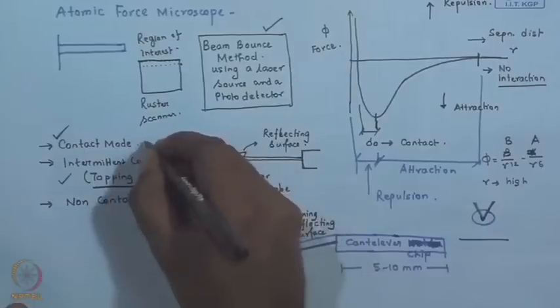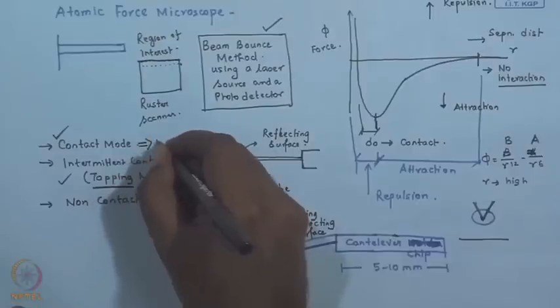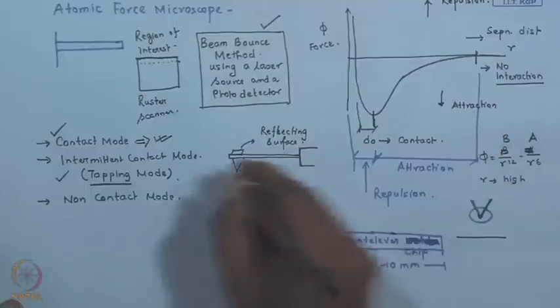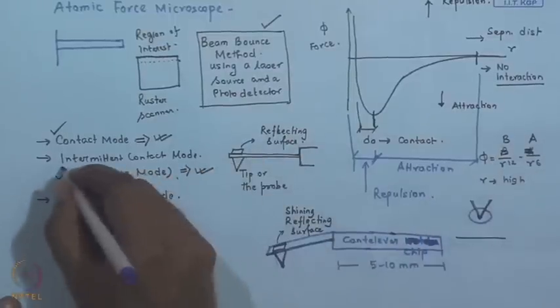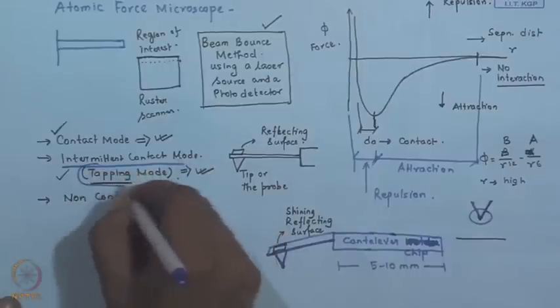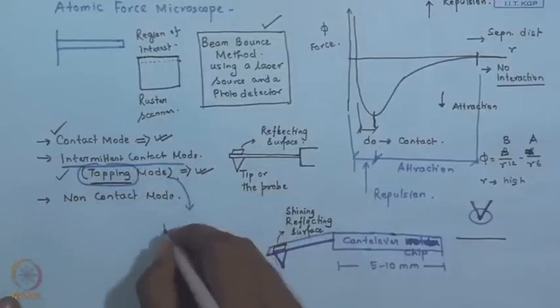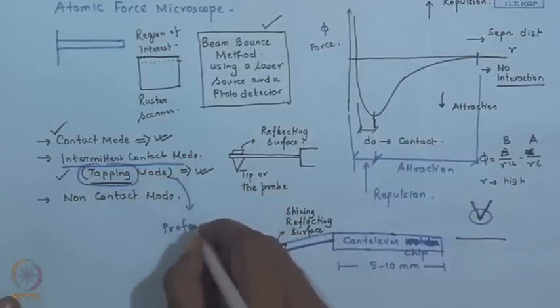But to understand the instrument, we will first understand in greater detail how the contact mode works, and we will follow it up with intermittent contact or tapping mode, because as you will see from our discussion, this is the preferred mode of scanning for soft materials like polymers.